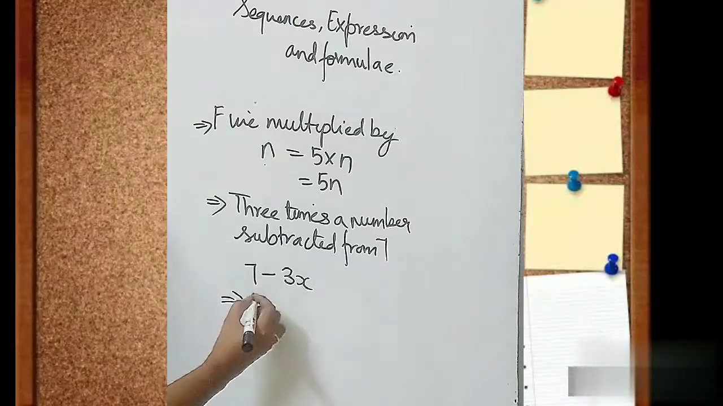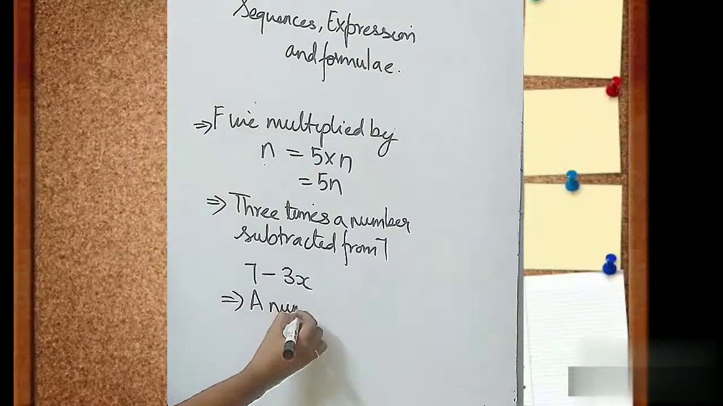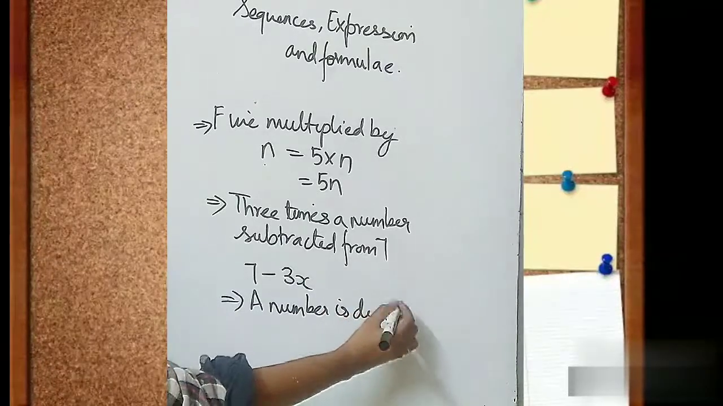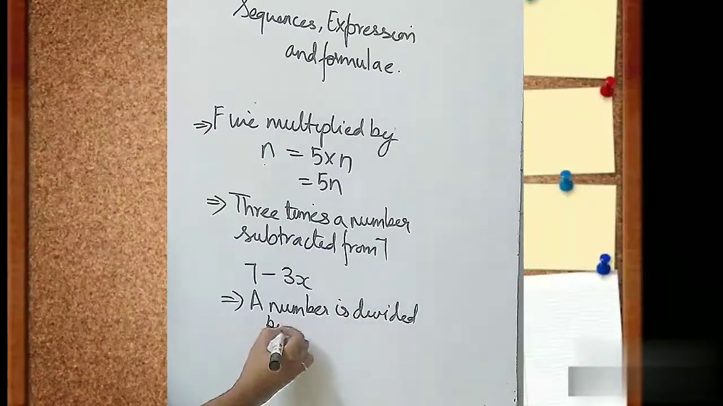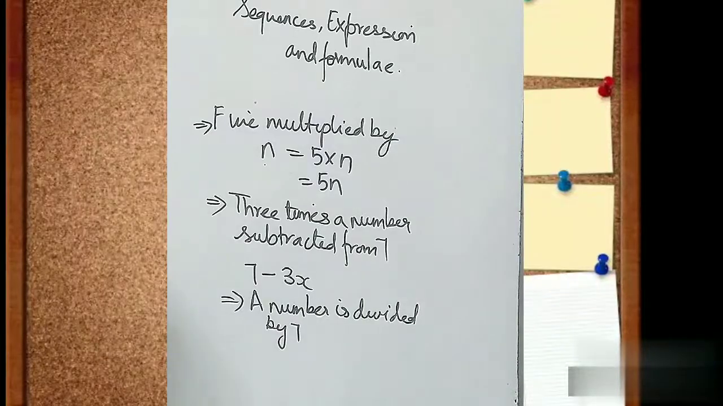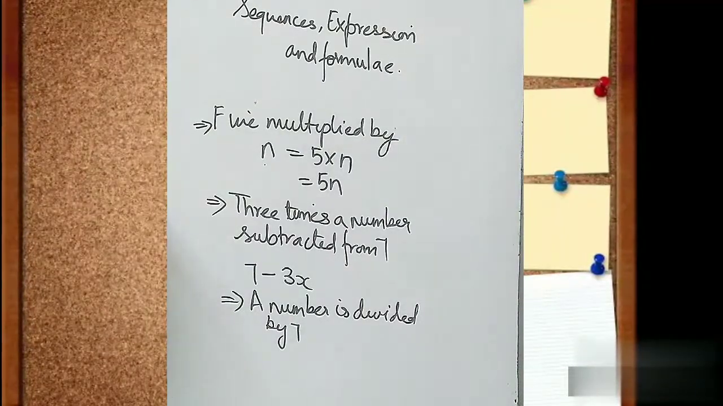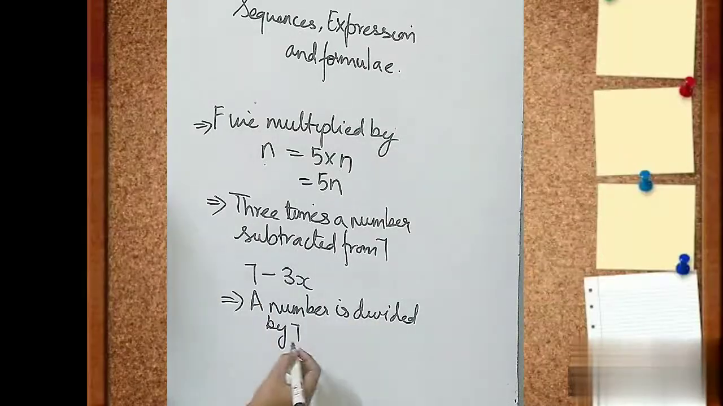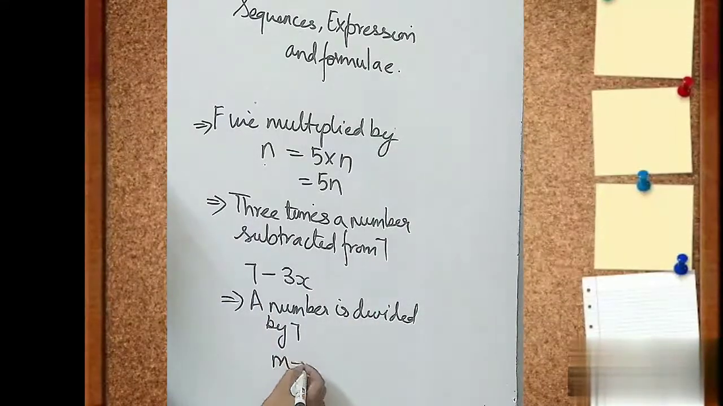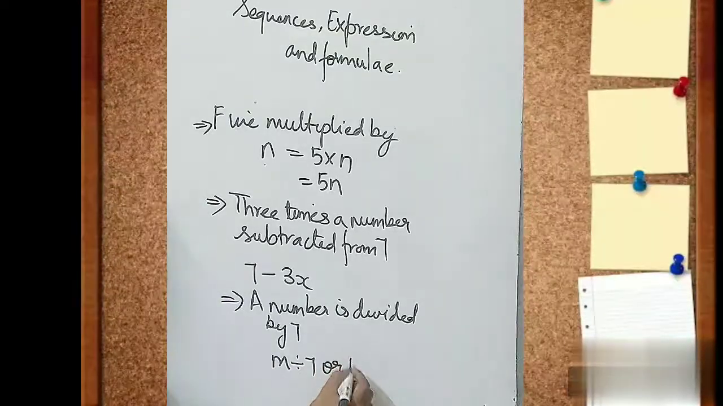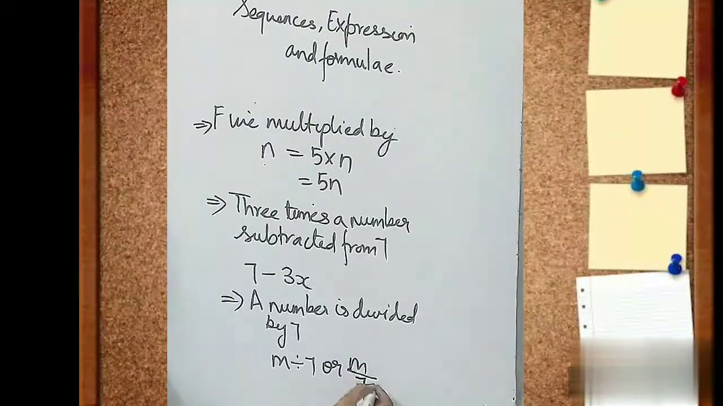A number is divided by 7. So I'll take a number as m. I'll take any variable, m. M is divided by 7. Usually we don't write like this, divided by 7. We can write it like this, or you can write like this, m divided by 7.